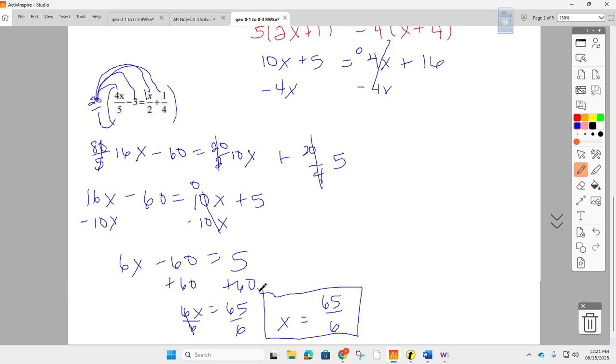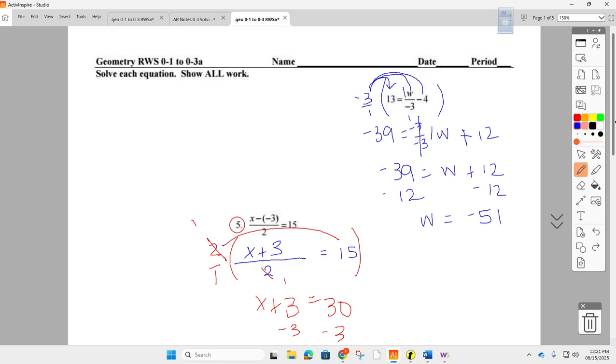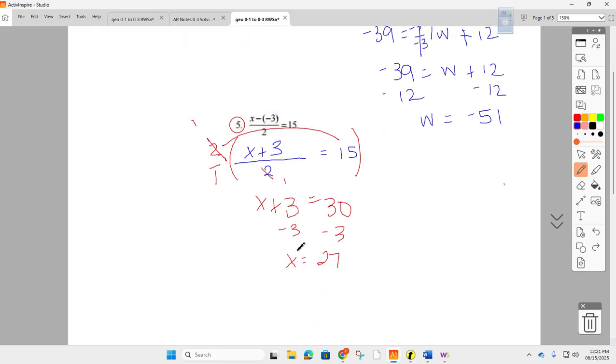Any questions on any of those 6? Does anybody want me to go back and work 3 and 5 a different way? Or are you good with the way we did it? Xavier? Answer for 5? 27. You want me to show you a different way to do that, or are you comfortable with that way?